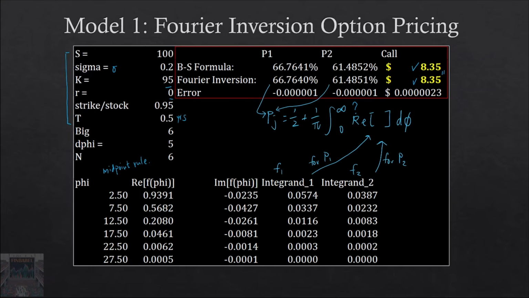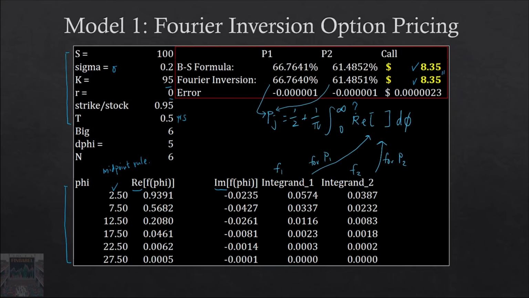Now let's look at how this is implemented in Excel. What you're seeing here is a grid that represents the discretized version of the Fourier integral. Each row corresponds to one evaluation point in the integration. In the first column, we construct the frequency grid using midpoint spacing. This will help us avoid the singularity at 0. Next, we compute the characteristic function at each of these points. Because we're working with complex numbers, we split everything into real and imaginary parts. So you'll see separate columns for the real part and the imaginary part of the characteristic function.